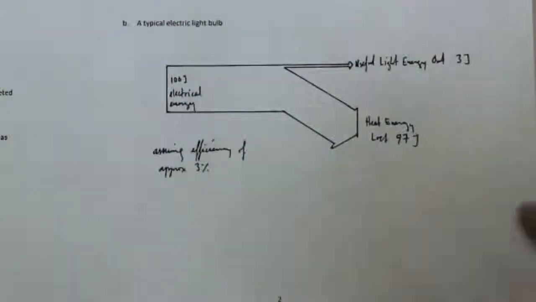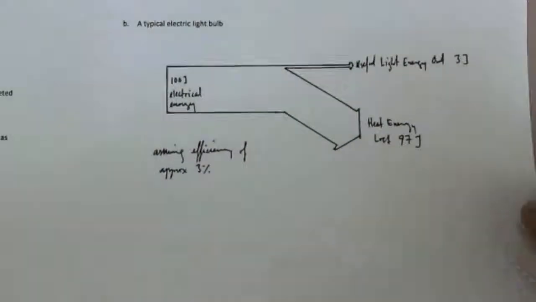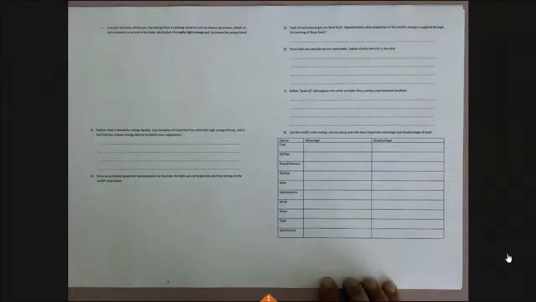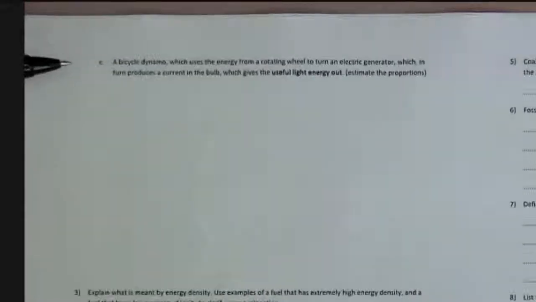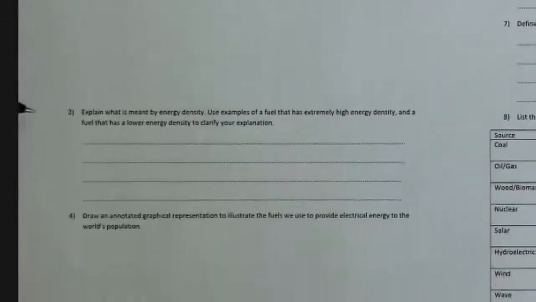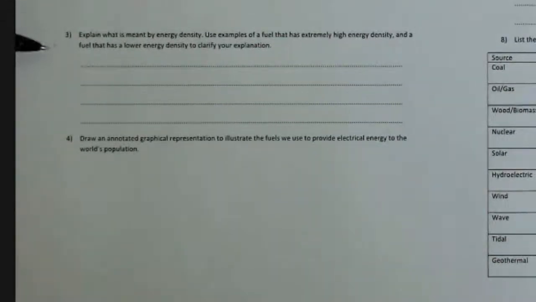So that's how we draw a Sankey diagram. And there's another example for you to do here, which is a bicycle dynamo in which there are several instances of heat loss. Again, if you have a look at the examples of Sankey diagrams in the textbooks, it should become clear how you can do these more complicated ones as well. Question 3 says, explain what's meant by energy density. And this again is something that you could very easily just look up in either of the two textbooks.